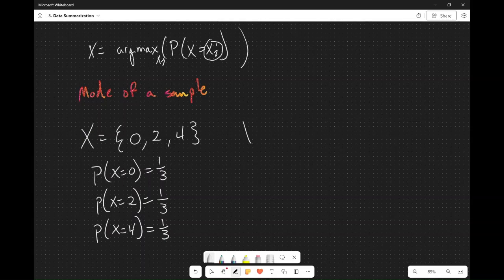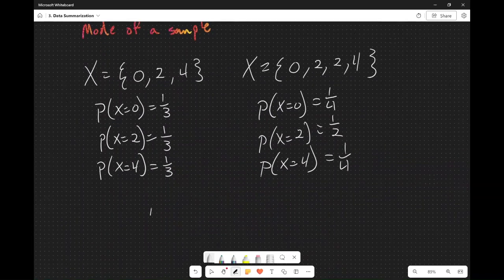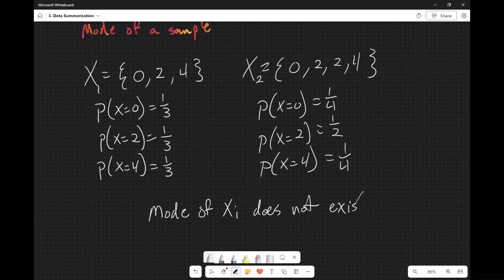However, if I said x is equal to 0, 2, 2, 4, now my probability x is equal to 0 is equal to 1 over 4. Probability x is equal to 2 is equal to a half. And probability x is equal to 4 is equal to 1 over 4. Now my mode of the distribution is 2. So, we'll call this x1 and x2: the mode of x1 does not exist, but the mode of x2 is 2.